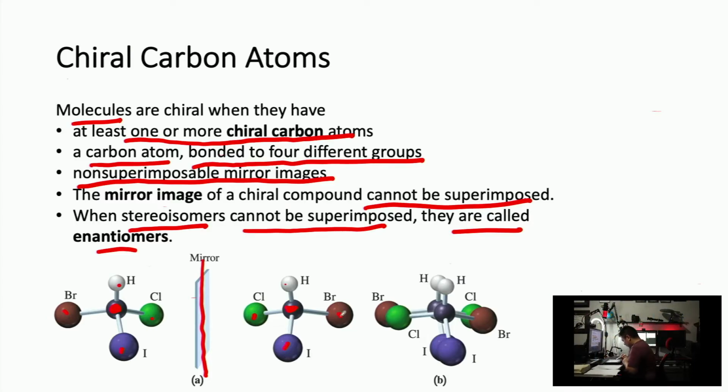But when you take them and put them on top of each other, notice that the chlorine from the molecule on the right is above the bromine, and the bromine from the molecule on the right is above the chlorine from the molecule on the left. That's what it means when they say non-superimposable. And so these would be called enantiomers.